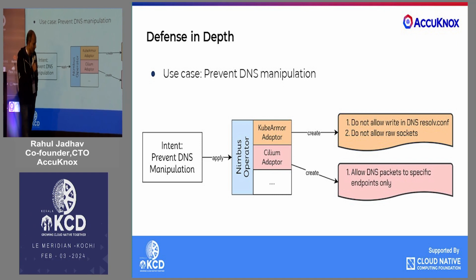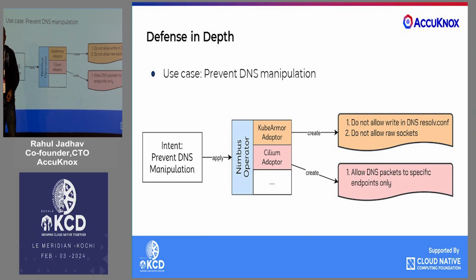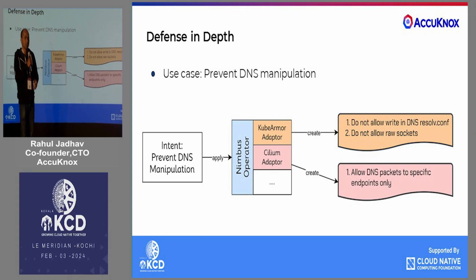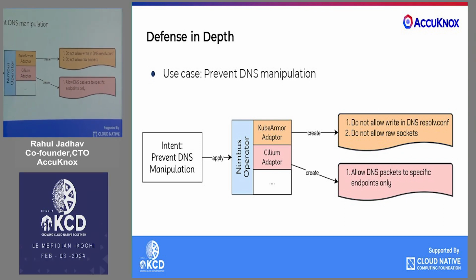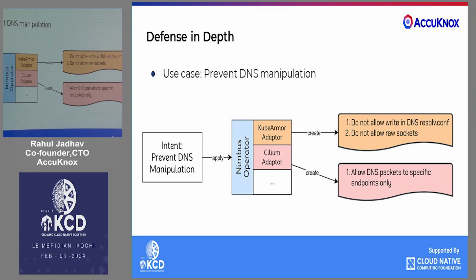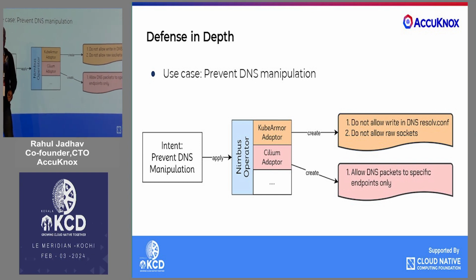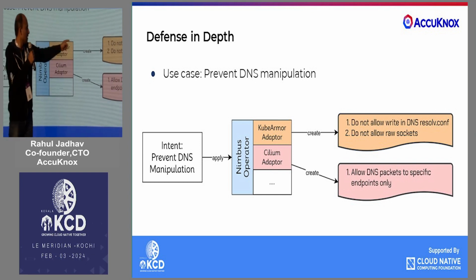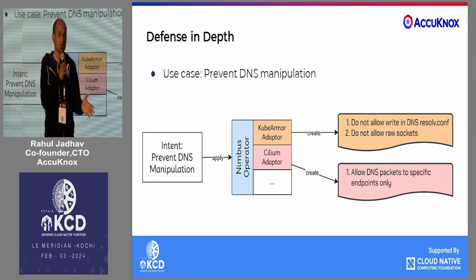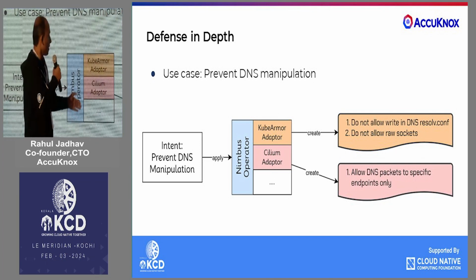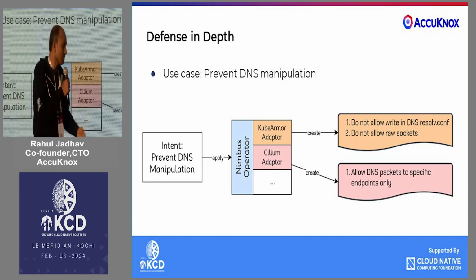One specific example, or a couple of examples rather, I would like to give is preventing DNS manipulation. A typical intent applicable in a lot of scenarios, including 5G core. And this intent can be fulfilled in multiple ways. As a user, you specify the intent, the Nimbus operator sees there's a Kubernetes adapter in place, and checks what a Kubernetes adapter can propose. And it says that for DNS manipulation, you should not allow anyone to edit resolv.conf. That is one of the attack surfaces. Do not allow use of raw sockets, because that is something attackers usually leverage.